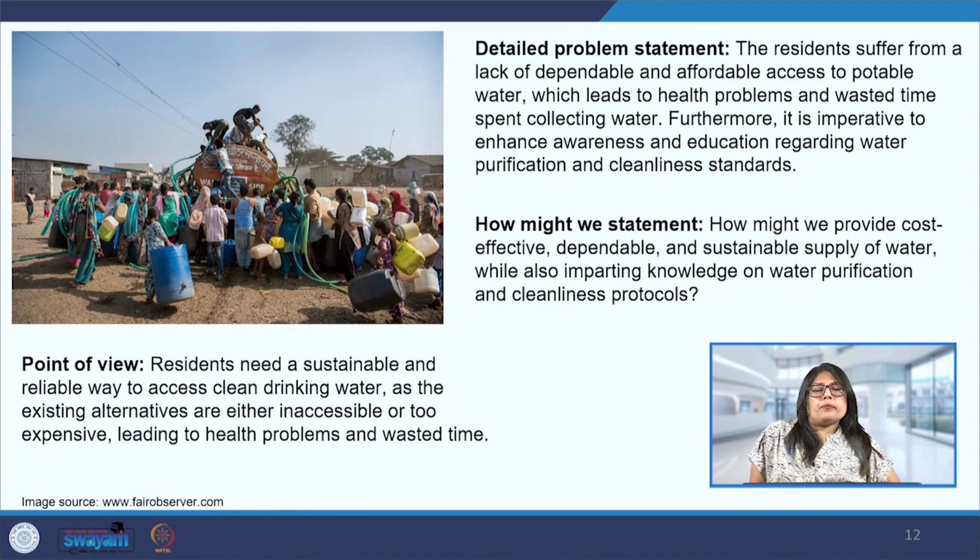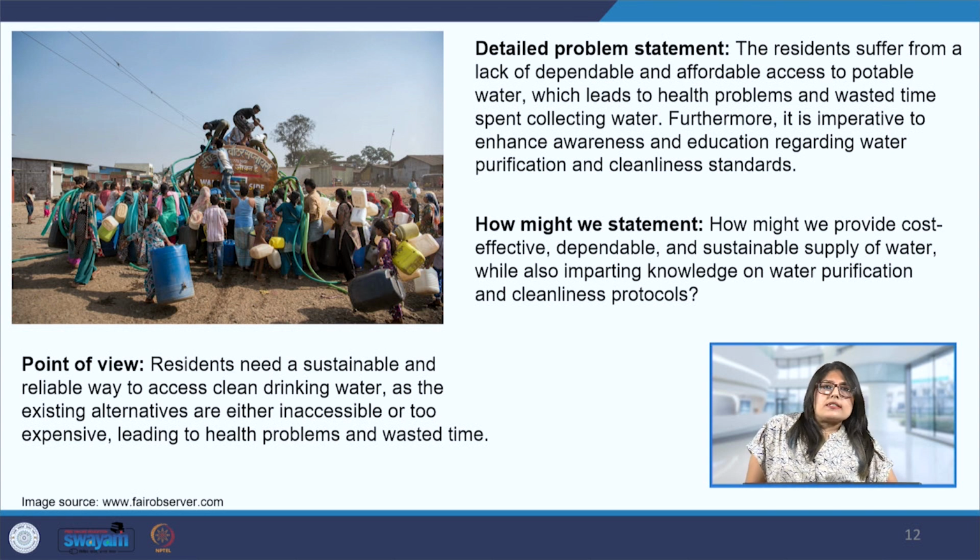Now let's see this with the help of an example. I've brought the same example of the tank delivering water to the community. We saw this in the empathy stage in the previous lecture. Here we can see the detailed problem statement, which says that the residents suffer from a lack of dependable and affordable access to potable water, which leads to health problems and wasted time spent collecting water. Furthermore, it is imperative to enhance awareness and education regarding water purification and cleanliness standards.